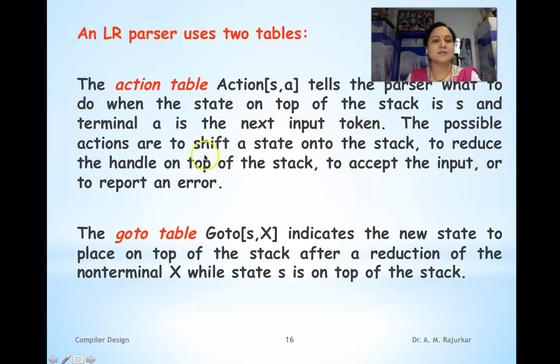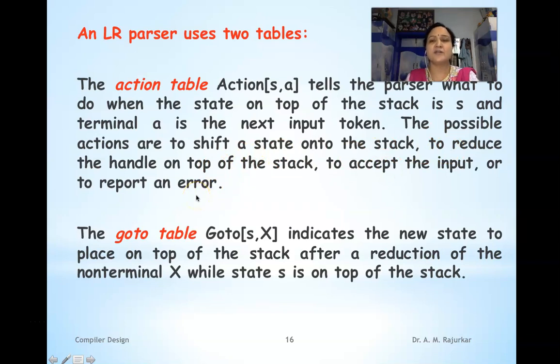The possible actions are to shift a state onto the stack, to reduce the handle on top of the stack, to accept the input, or to report an error. Because this is a shift reduce parser, the actions will be either shift, reduce, accept, or error.